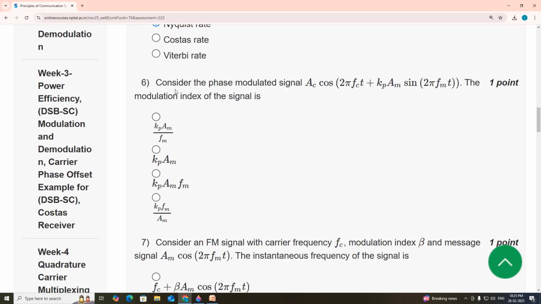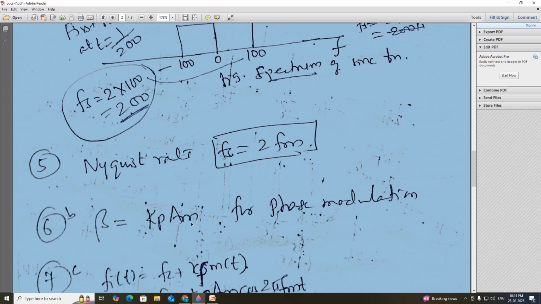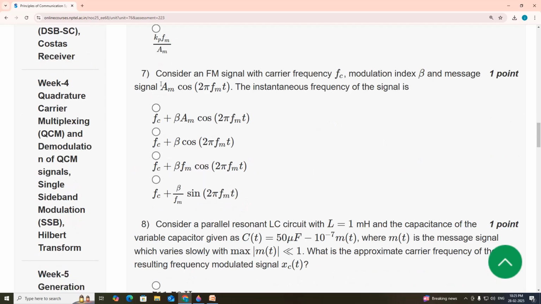And the sixth one, consider the phase modulated signal. This is a phase modulated signal. The modulation index of the signal is kp Am. So that is the modulation index, kp Am. This is for phase modulation. Remember, it is for phase modulation.